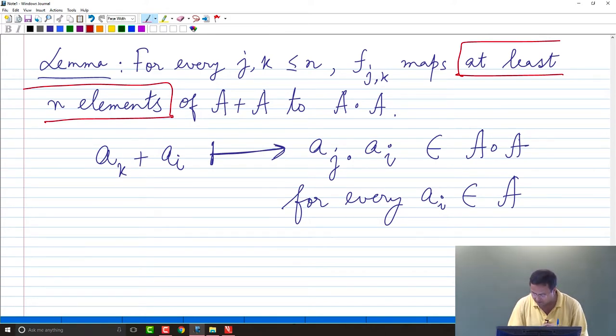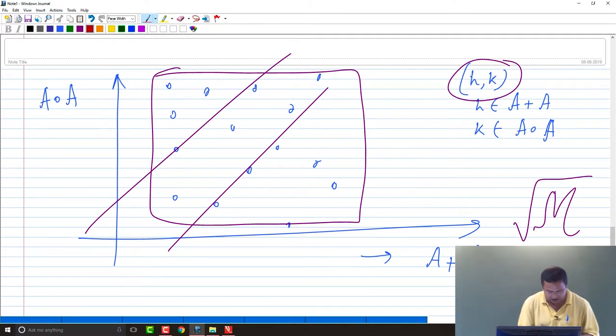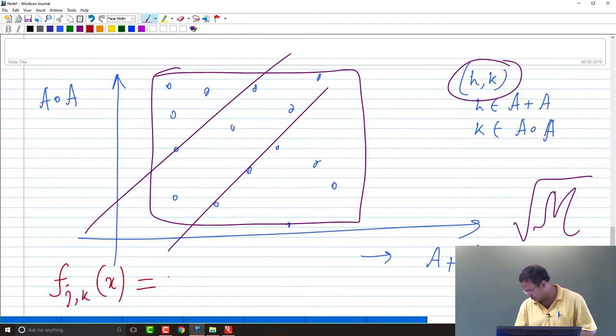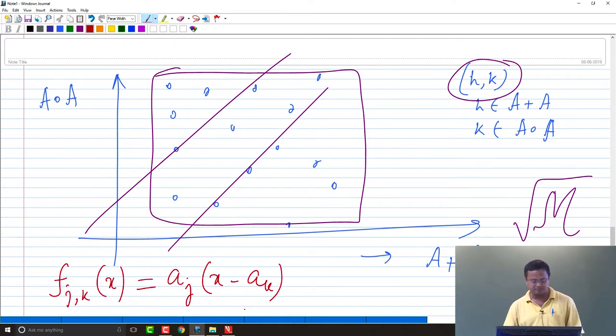So, what is this telling me? It is telling me that this linear function that I defined, which was f j k, sorry, x equals to a j into x minus a k. So, you plug in an a i, right? There can be n different many. So, this pair is fixed, a line is fixed. On this line, for n different a i's, you get them to be lying on this line. Agreed? Okay.